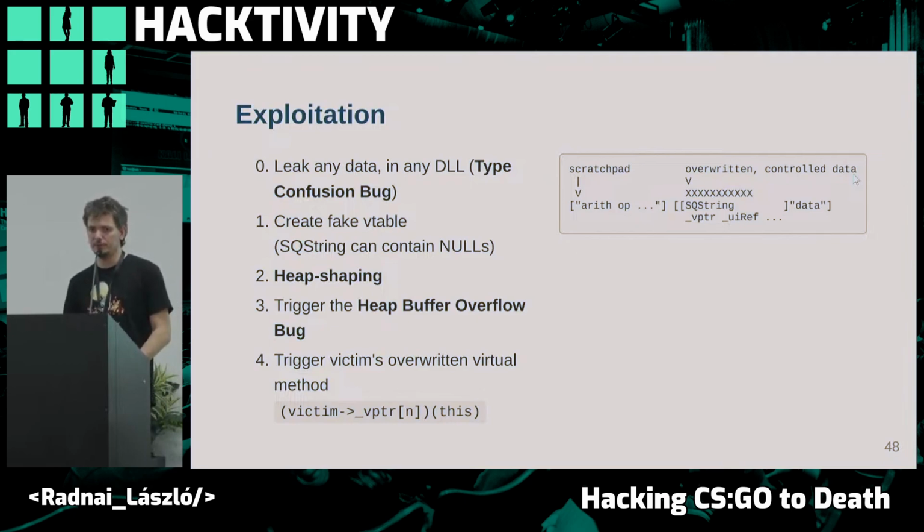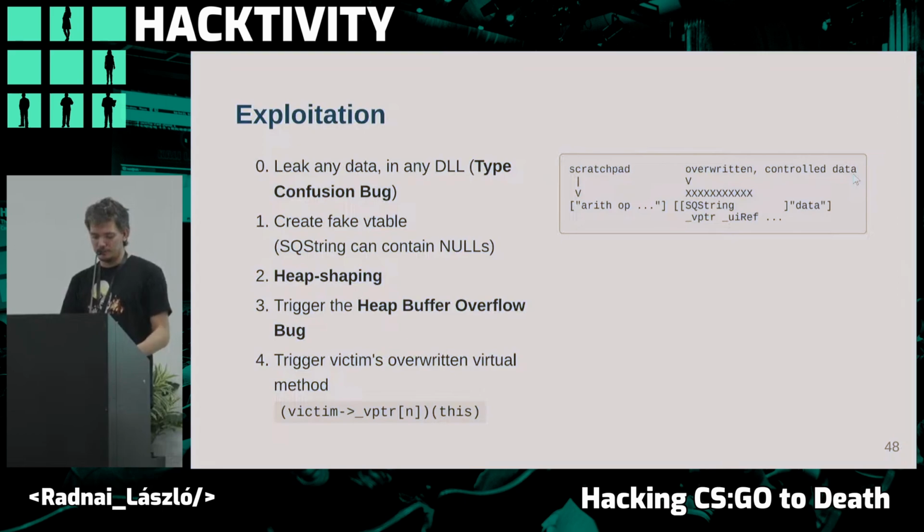For the exploit, I want to note that we still can use the type confusion bug to read any kind of data from anywhere by going through the right pointers. And we can also create a fake vtable. For example, by creating a raw SQ string, it can include any kind of characters.